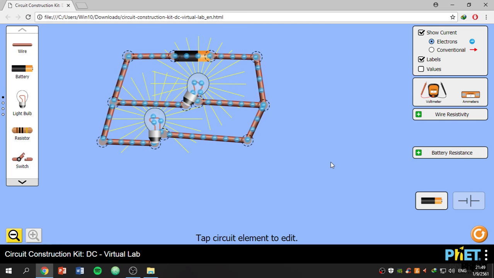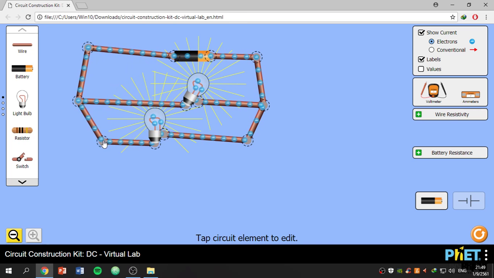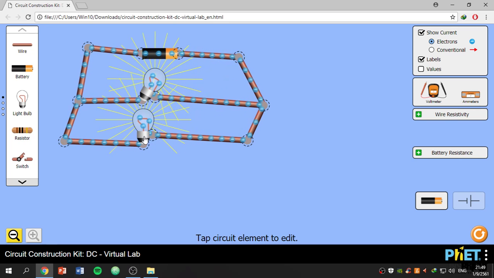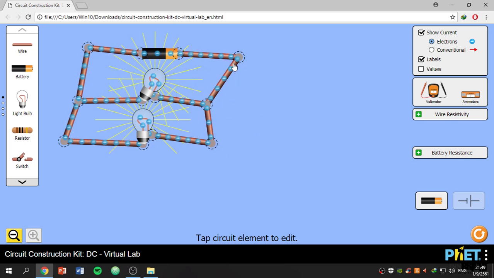Another great thing is that the bulbs in a parallel circuit do not dim out like in the case of a series circuit. This is because the voltage across one branch is the same as the voltage across all other branches. Now, let's move on to talk about the advantages and disadvantages of series and parallel circuits.